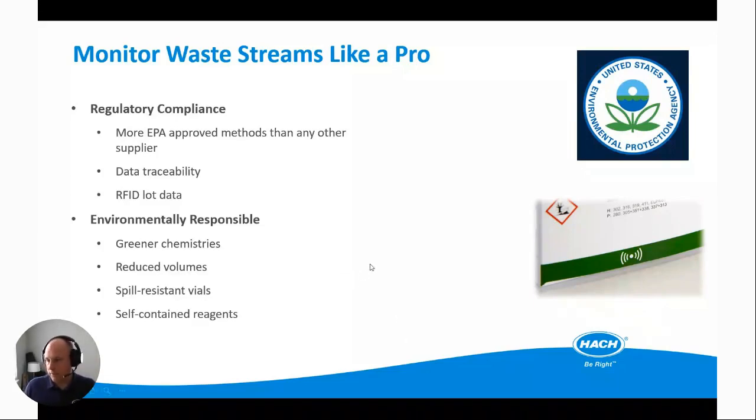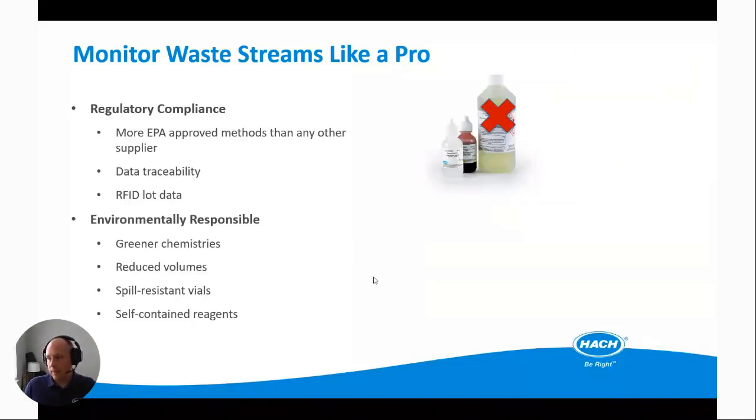I also mentioned environmental responsibility as a pain point. So we're always working to incorporate greener chemistries in the new TNT plus ammonia method. We don't use the Nessler reagent. We eliminated this mercury-containing reagent altogether and use a different chemistry, which is obviously significantly greener. I know that every time I use mercury in the lab, it's like a huge deal. So if I can eliminate 50 milliliters of mercury-containing reagent every single time I run this test, then that's a major plus for me, just from an EH&S standpoint.